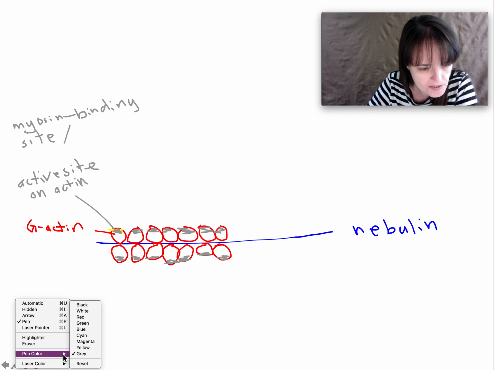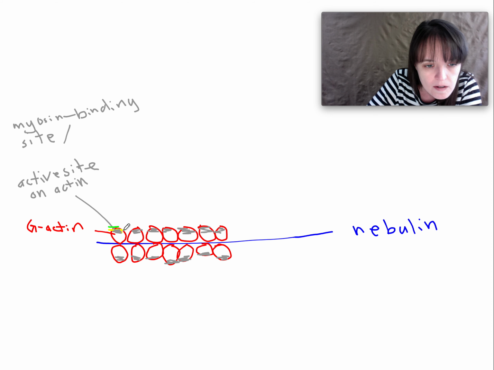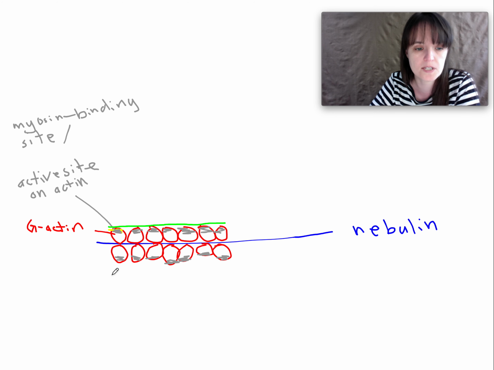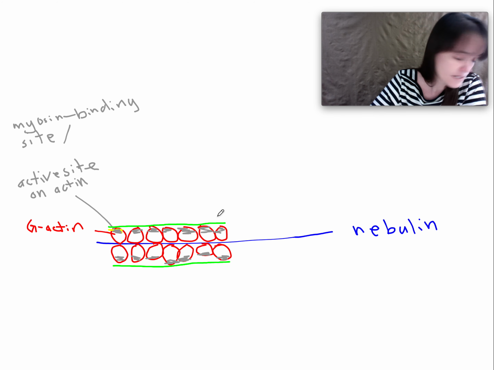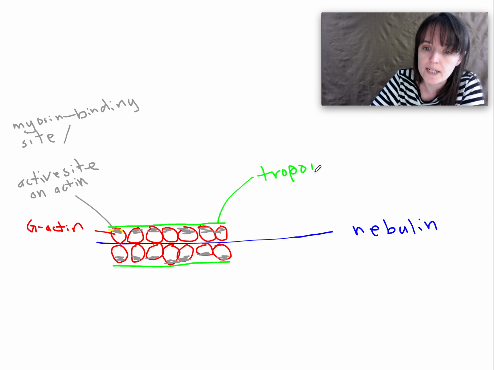I forget what picture it is in the book. Okay, we're going to go with green. So we have this protein that sits on top of the active sites and covers them so that the myosin can't bind to them. And this is called tropomyosin.